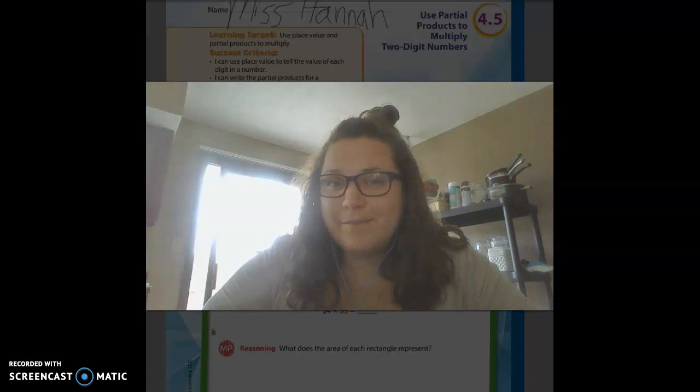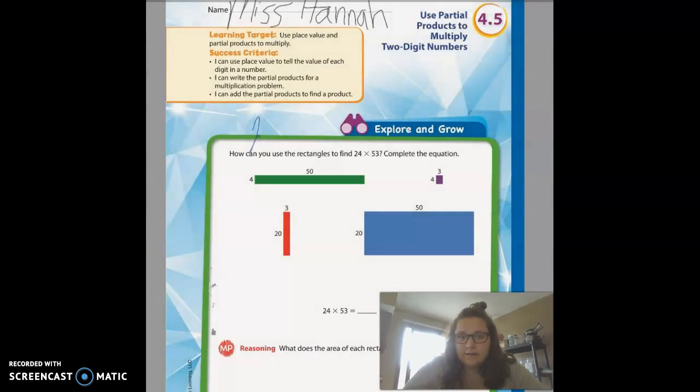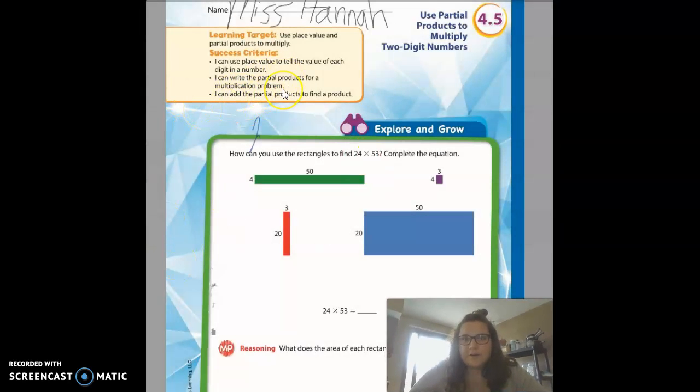You can tell you're doing that by being able to use the place value to tell the value of each digit in a number, and by being able to write the partial products for a multiplication problem, as you can see here, and by being able to add partial products to find the product.